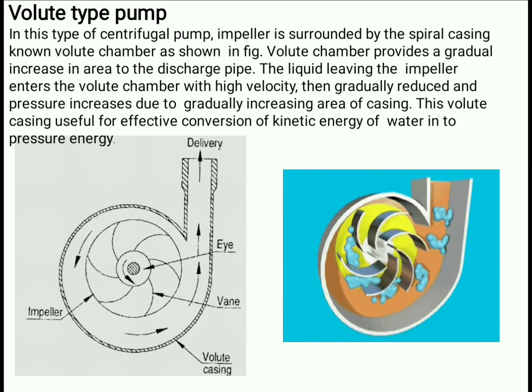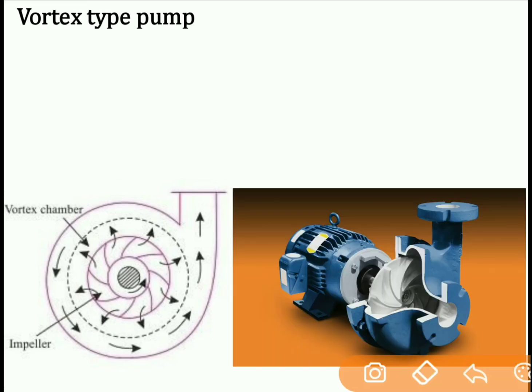But in the case of the vortex type of pump, the impeller blades, these are the impeller blades, are attached to the disc. So you can see one dotted line over here. This dotted line corresponds to the disc on which these impeller blades are attached.